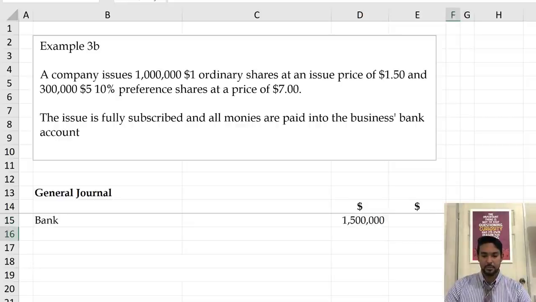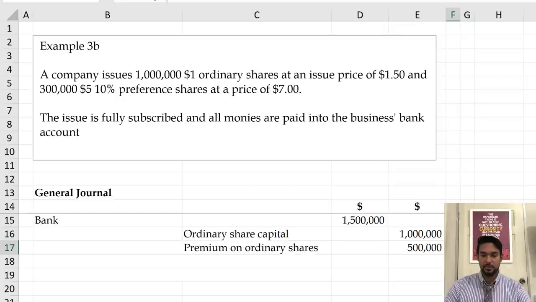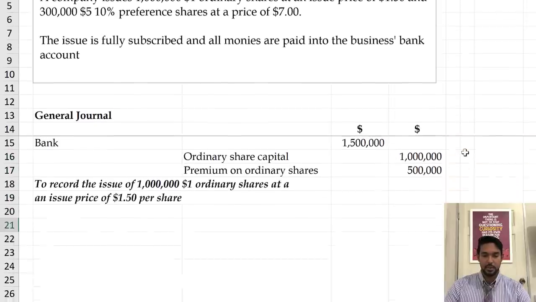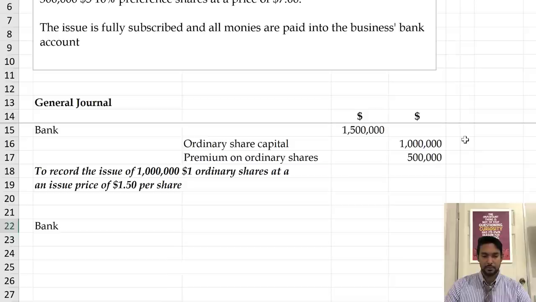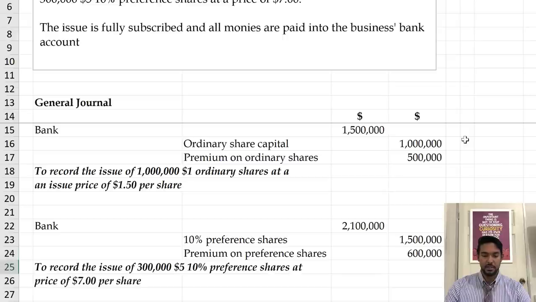Bank went up by 1.5 million. Oh, right, for the ordinary shares. Okay, right, so 1 million, half a million, and then that's ordinary shares. Cool. And then bank went up by how much for the preference? 2.1 million. The par value was 1.5, the premium was 0.6, and that's the thing there.